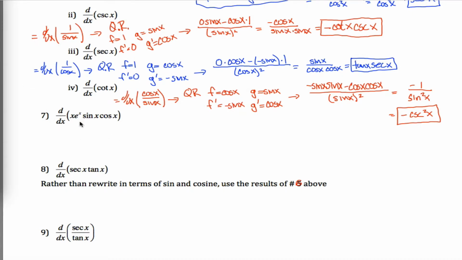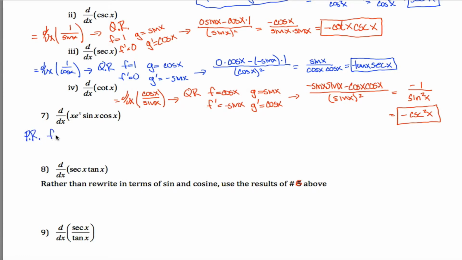Anyways, number 7 here says, all right, now you know the derivative of sine and cosine. You can figure out stuff. You could figure out the derivative of x times e to the x times sine of x times cosine of x. This is miserable. I shouldn't say that. I'm going to use the product rule.